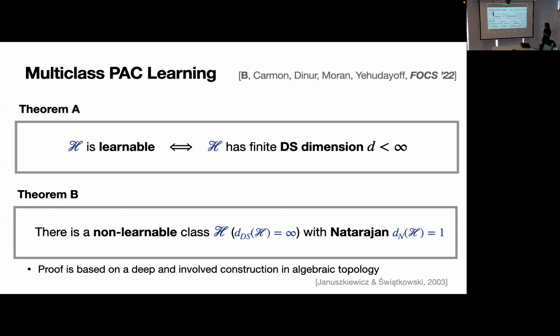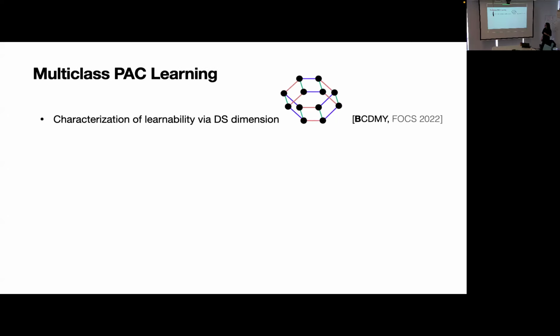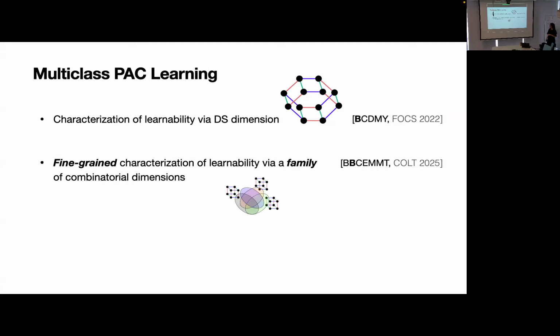Okay, good. That's all I wanted to say here. To summarize this part on multiclass learning, I showed you there is a characterization of learnability via the DS dimension. In a more recent work, we also have a fine-grained characterization of learnability, a more refined notion of learning than classic PAC learning. We do that by a family of combinatorial dimensions, in a similar spirit to the DS dimension. In both of these works, we don't have algorithms. These are involved constructions. They're not efficient and they're not simple.